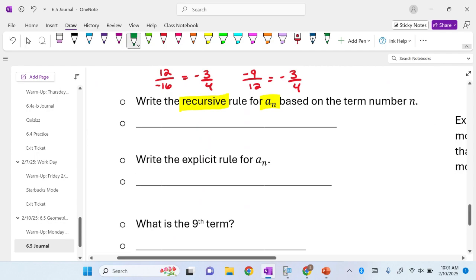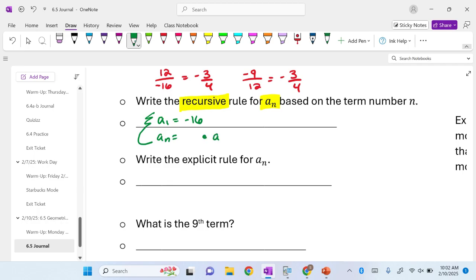So with the recursive formula, remember it's two pieces. A of 1 is equal to, A of n is equal to. A of 1 is equal to what? It's negative 16. Now, A of n is equal to r times A of n minus 1. So you keep the A of n minus 1 where it is. All that means is whatever the previous term is, that's what you're multiplying by. So what are we multiplying to that A of n minus 1? What's our r value equal to? Negative 3/4. So that's our recursive formula.